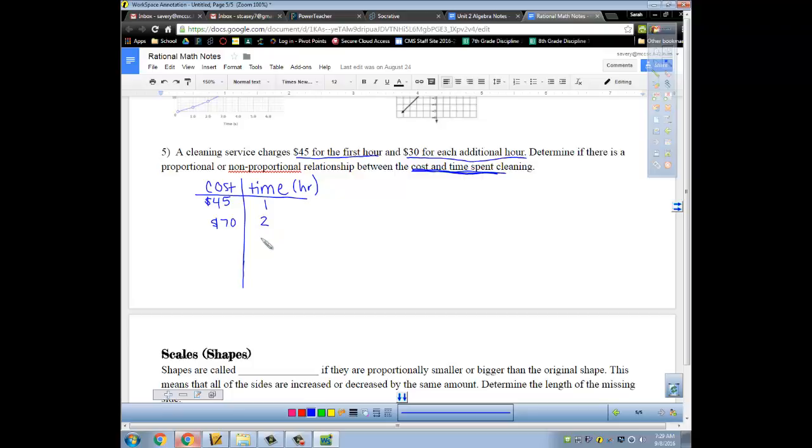And let's just look at what about 3 hours. So I typically do just 3 points or 3 rows. So it's 45 for the first hour, 70 for the second, so I'm just going to add 30 since I'm doing an additional hour to get 100. So when I go to divide this, remember money goes first, so 45 divided by 1 is 45. If I look at 2 hours, 70 divided by 2 is 35. So I already see they are not the same, so it is not going to be proportional. So no, it is not proportional.